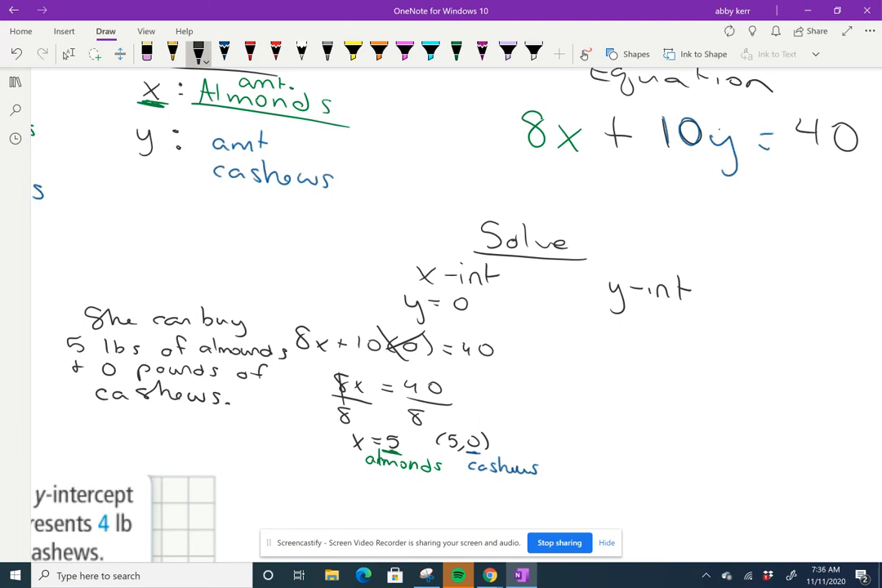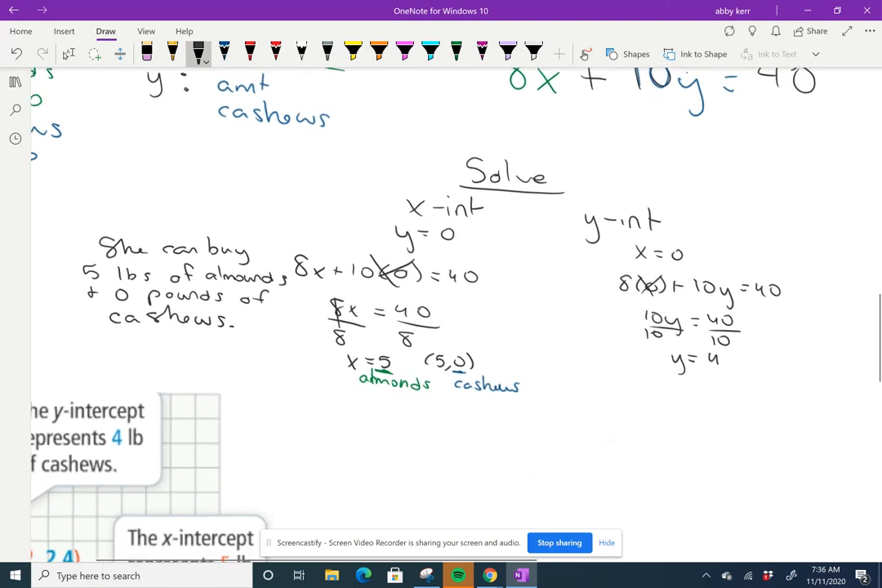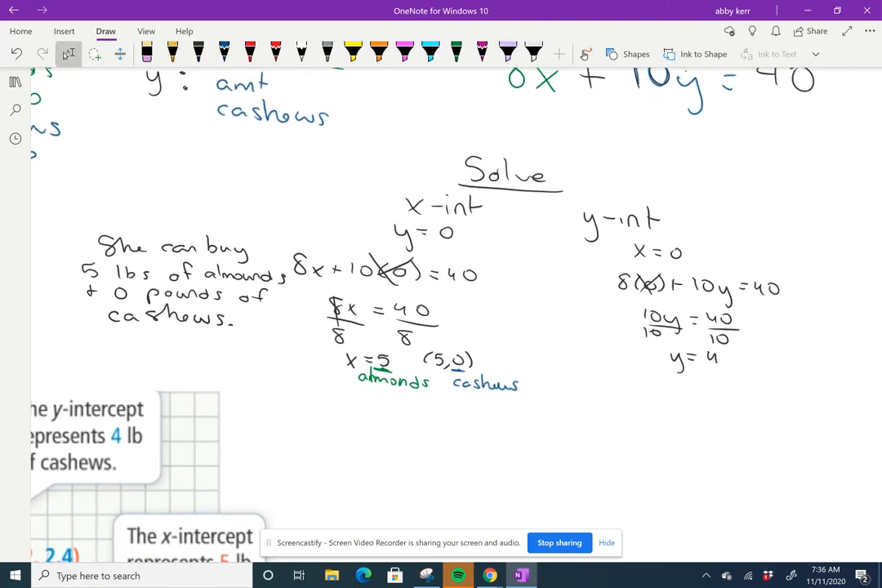Now let's see the opposite. If we go to the y-intercept and make x equals 0, let's see how many cashews she can buy. So plug that in, then we have 10y equals 40. That goes away, we have 10y equals 40, divide by 10, divide by 10. Now y equals 4. So this is going to give us the second combination.